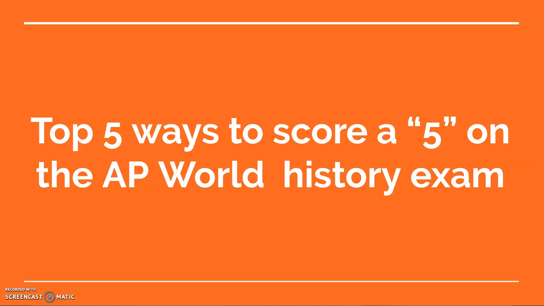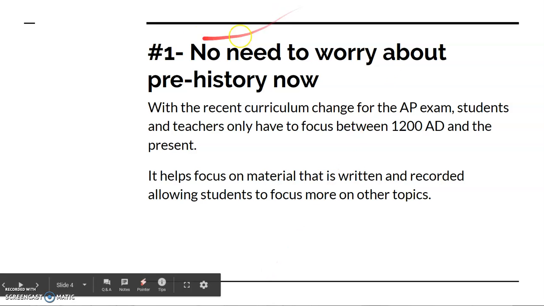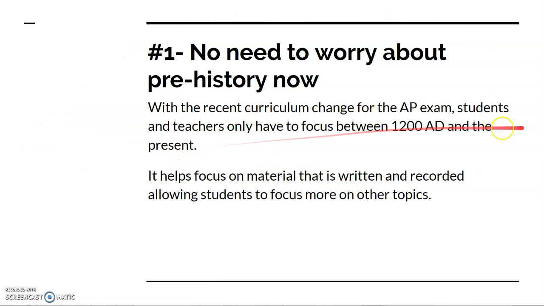So, here are the top 5 tips to score a 5 on the AP World History exam. The biggest one is not worrying about prehistory, because now you have much less content to focus on, with it starting around 1200 AD to the present. So students have less to study, so they are able to get a grasp on it easier.